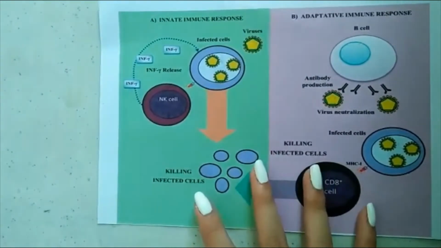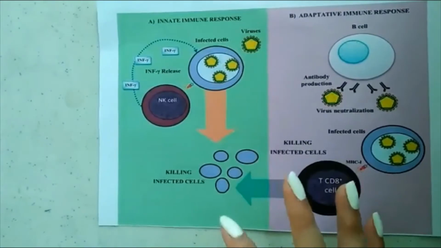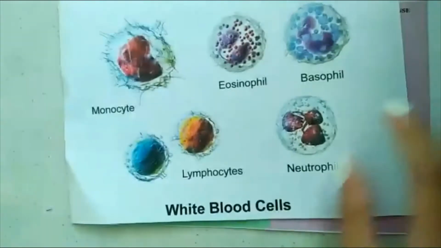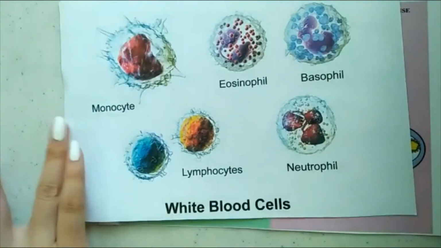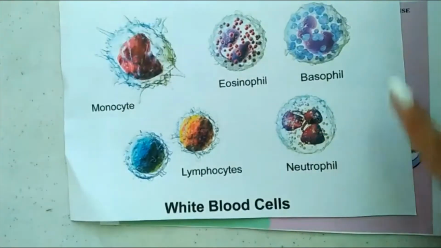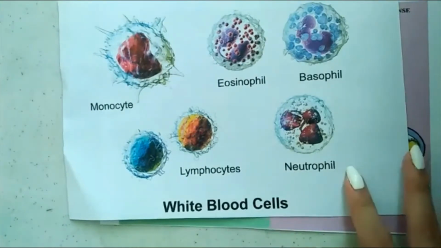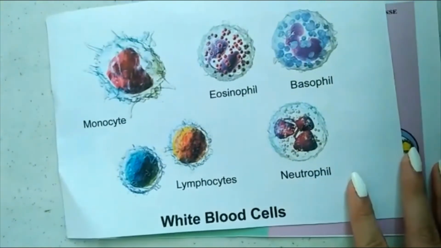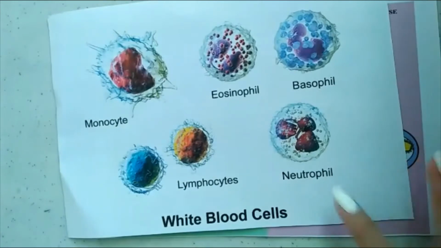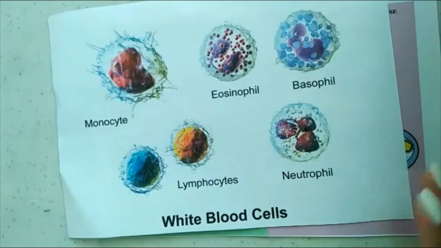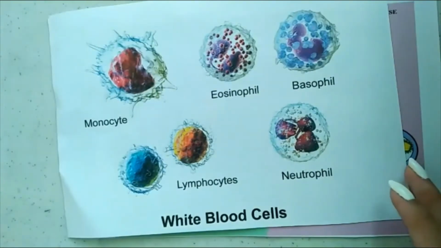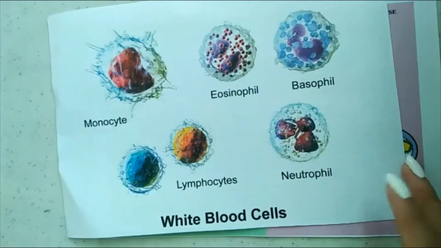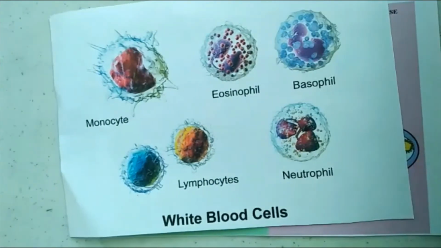So, the cells involved are the white blood cell, specifically the neutrophil. So, there are different kinds of white blood cells. We have the monocyte, eosinophil, basophil, lymphocytes, and the neutrophil. So, they circulate around the body in the bloodstream, and when they sense signals that an infection is present, they are the first cells to migrate to the site of the infection to begin killing the invading microbes.